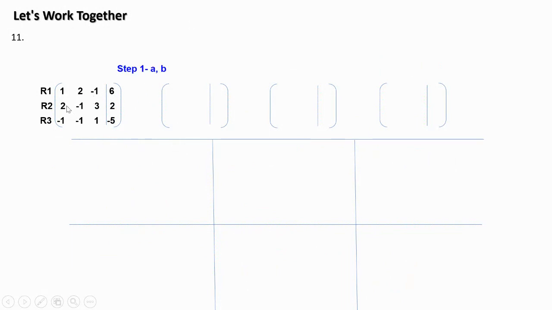So we start step 1. The 2 on the second row must be a 0, and also the negative 1. So I'm going to keep row 1, and I'm going to change row 2 and row 3. I'm going to multiply negative 2 times row 1 and add it to row 2. I'm just going to add row 1 plus row 3, because 1 minus 1 will give me a 0. So I'm going to add row 1 plus row 3. And here's my work.